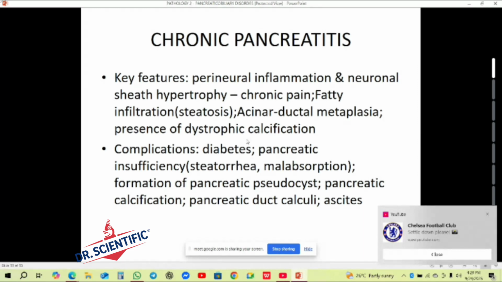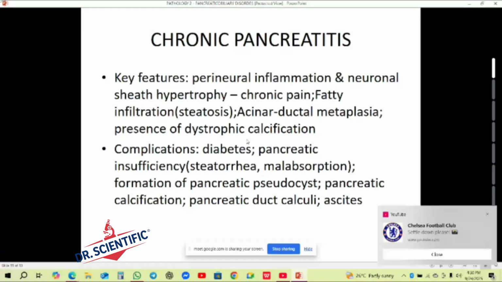Some of the complications, of course, that we mentioned: diabetes, and pancreatic insufficiency, that is basically the pancreas is not able to produce the enzymes that are useful for digestion. And so you end up with steatorrhea, which is basically fatty stool. There's a lot of fat within the stool because it is not being digested. Malabsorption, a problem with absorption, because of the lack of those enzymes.